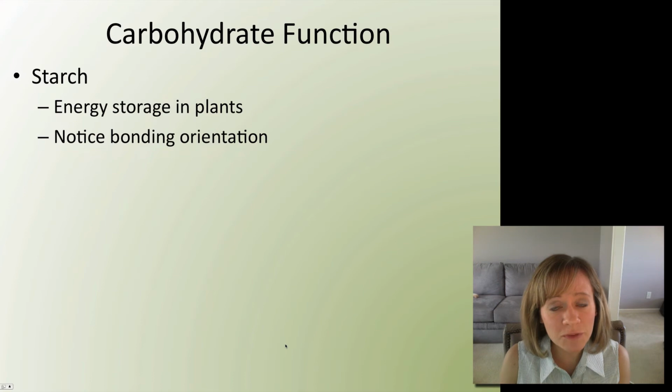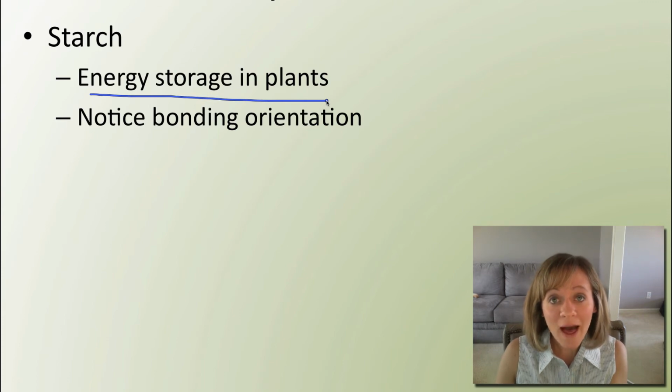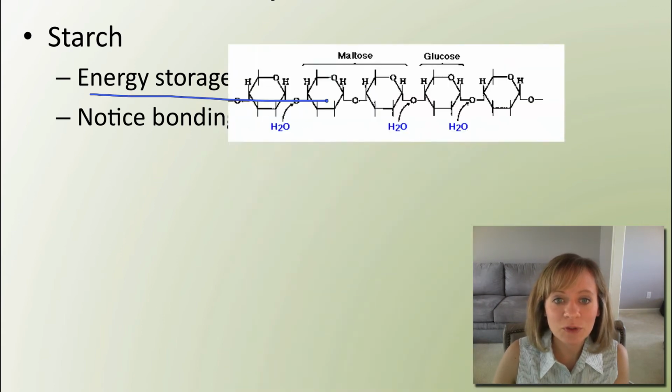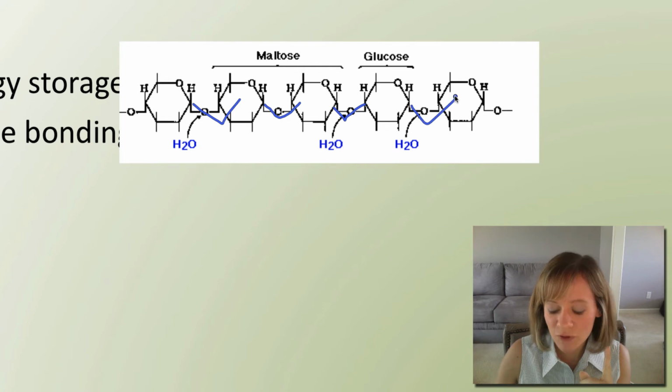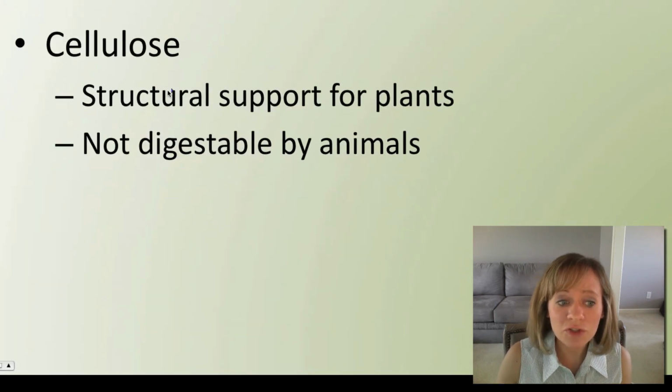So starch is the first macromolecule. Starch, the function is energy storage in plants. So when you eat a potato, that potato is full of starch, right? Because that potato, that plant, has been using that macromolecule to store its energy. And so you are consuming that. And let's look at an example. Notice the bonding orientation here. All of the O's are coming down, okay? So just remember that. That is going to be a little bit different than cellulose. So cellulose is not used for energy storage. It's used for structural support.